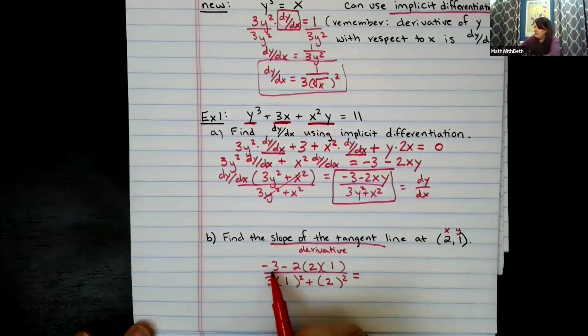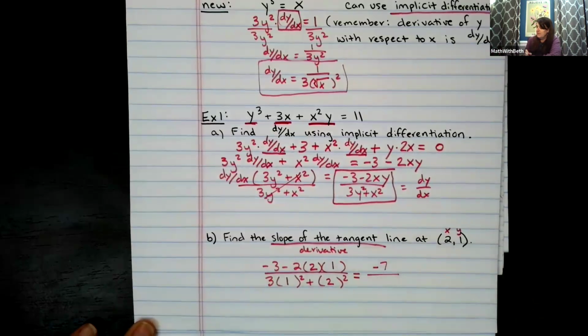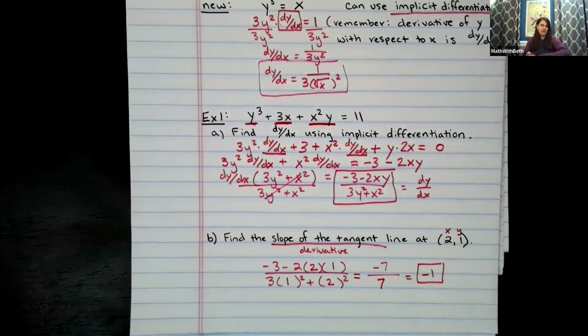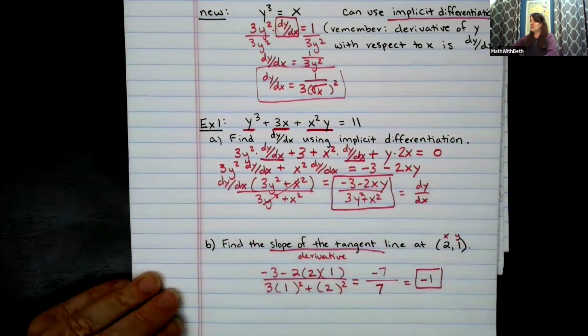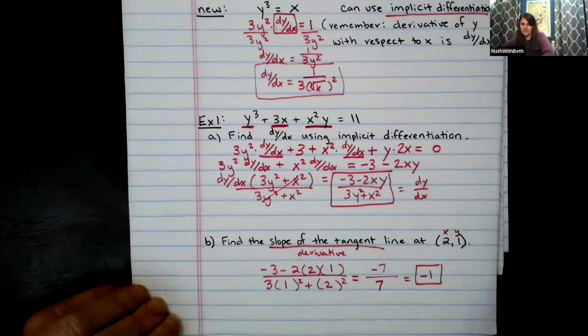So -3 minus 4 gives me -7. 1 times 3 is just 3 plus 4 gives me +7. So my final answer is -1. -1 apparently is the slope of the tangent line at that point, (2, 1). So this is what you're going to do most of the time when using implicit differentiation.